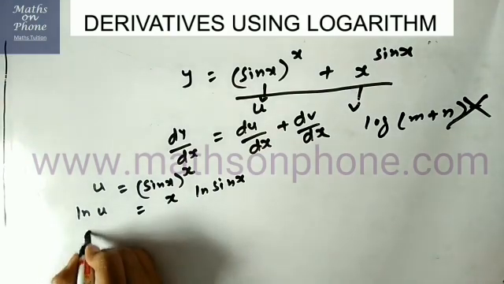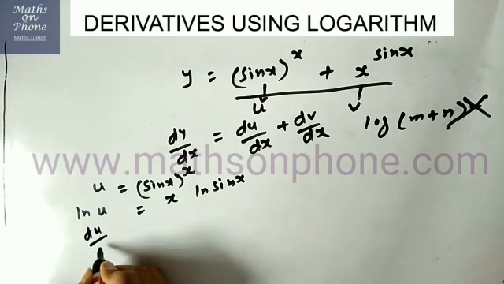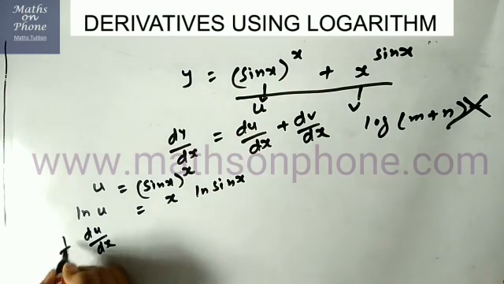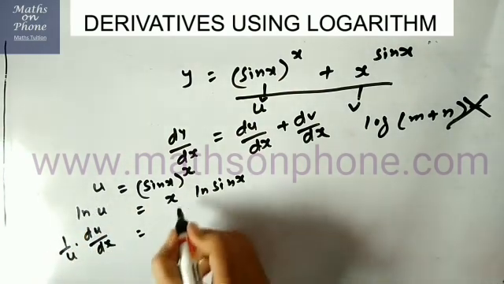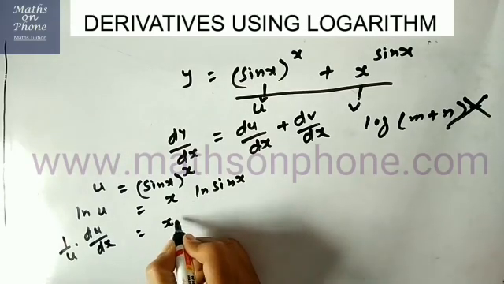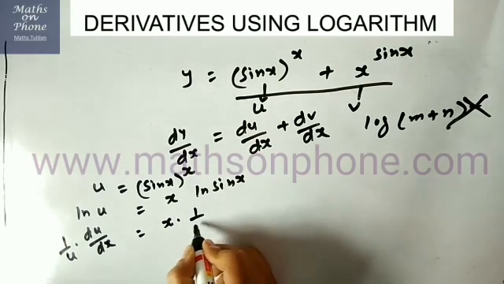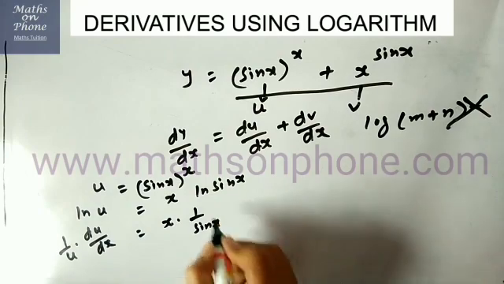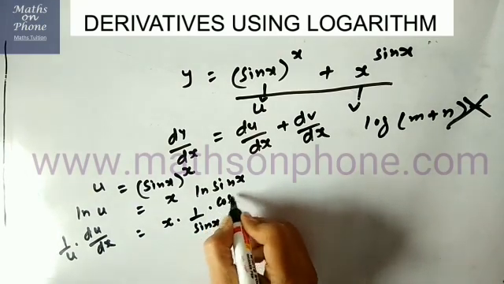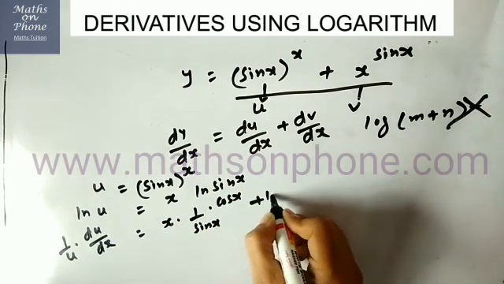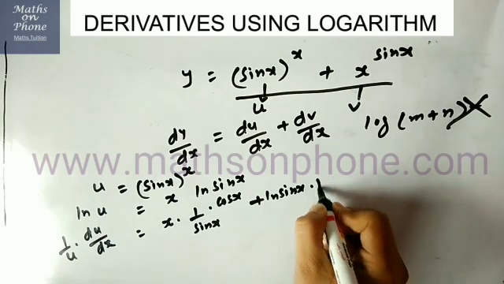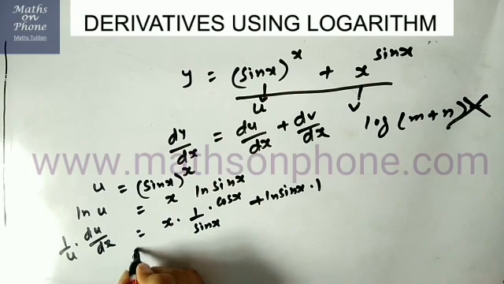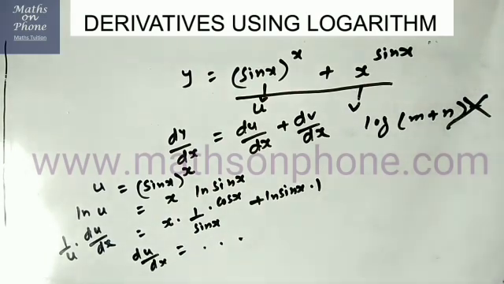On differentiating both sides, this is 1 by u du by dx. So du by dx is equal to u into v, x as it is, ln sin x, 1 by sin x into sin x is cos x plus ln sin x as it is, and differentiation of x is 1. So from here we can find du by dx easily.